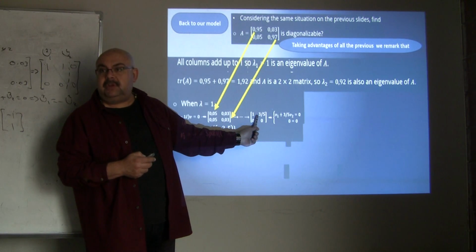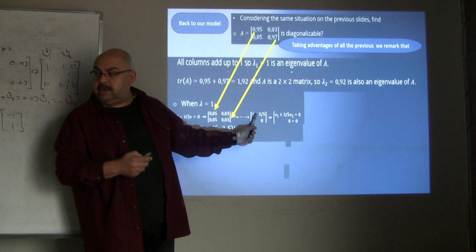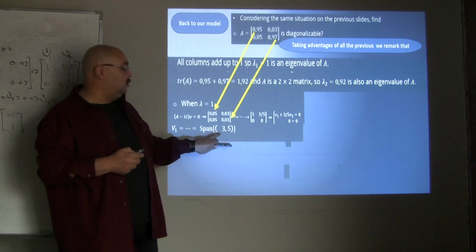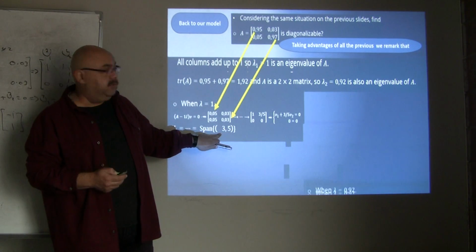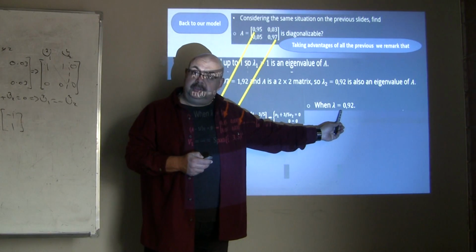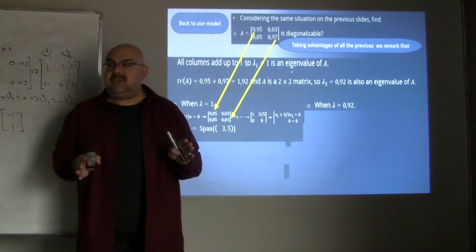Must be negative 3 over 5. Okay, where I'm putting my, this is supposed to be negative 3 over 5. But the result will be correct. It's true. In a similar manner, when lambda is equal to 0.92, I will do exactly the same.